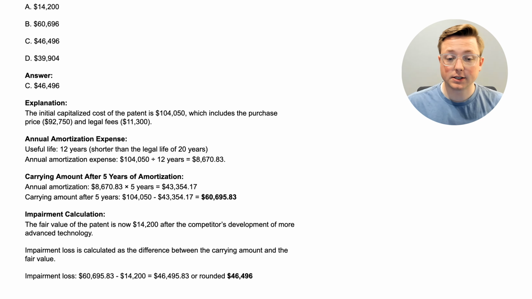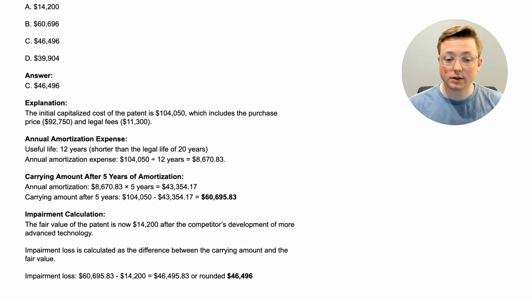The initial capitalized cost of the patent is $104,050, which includes the purchase price, the $92,750, and the legal fees, $11,300. So we add those together, and that's $104,050. Now, we have to figure out the amortization that has happened so far. The useful life is 12 years because they are only expecting to get economic benefit from this for 12 years instead of the full 20 years, which is the legal life.